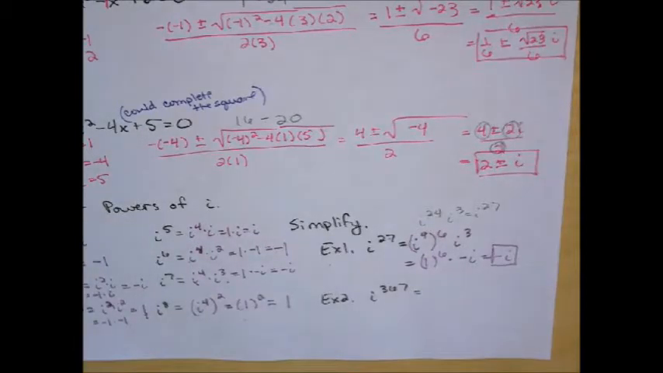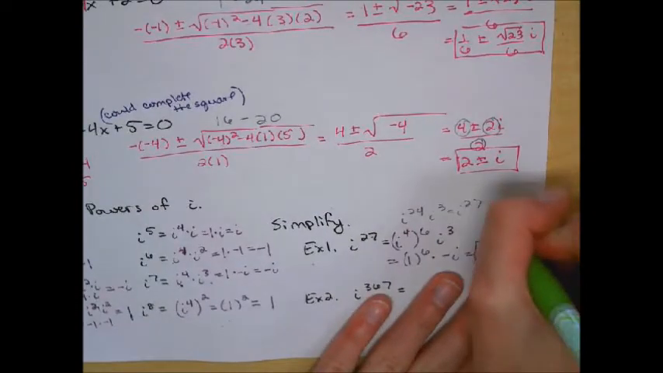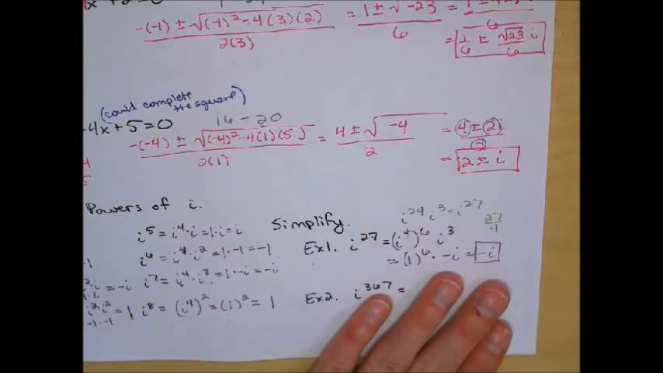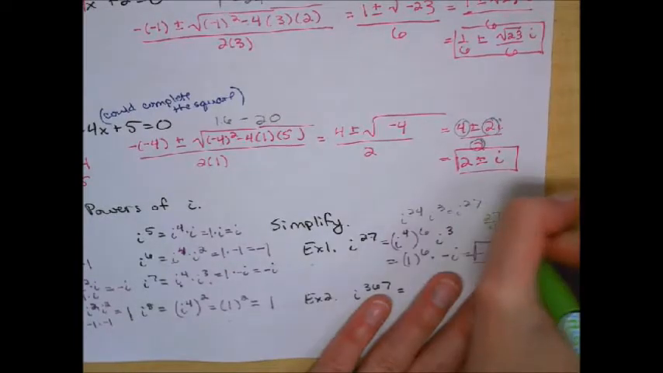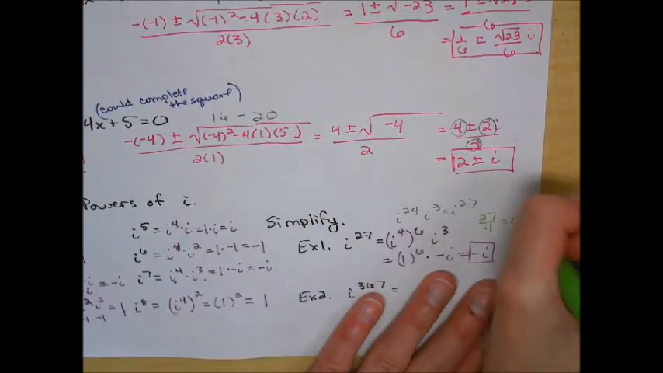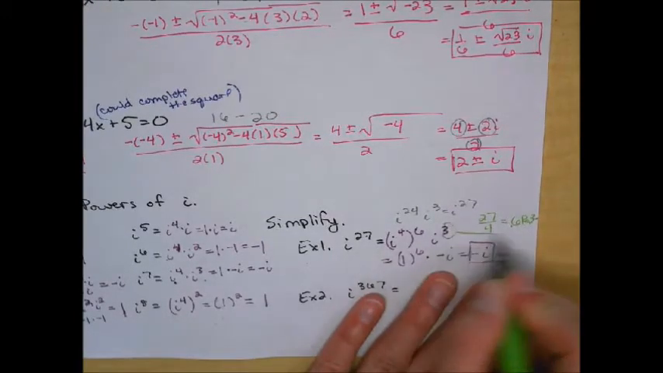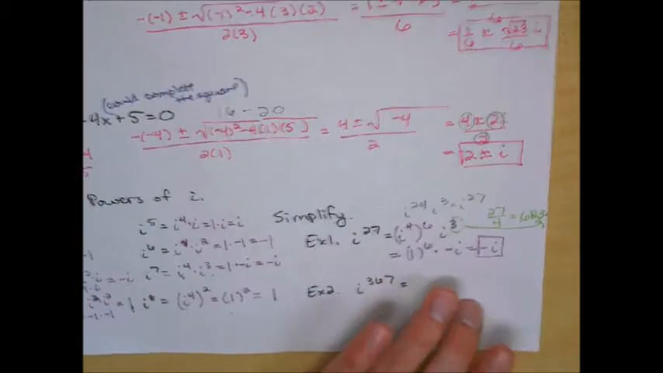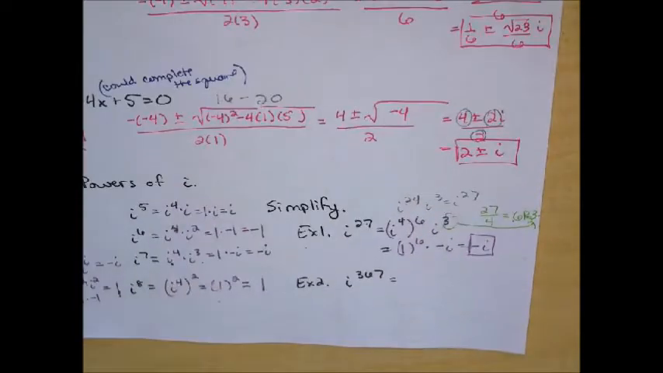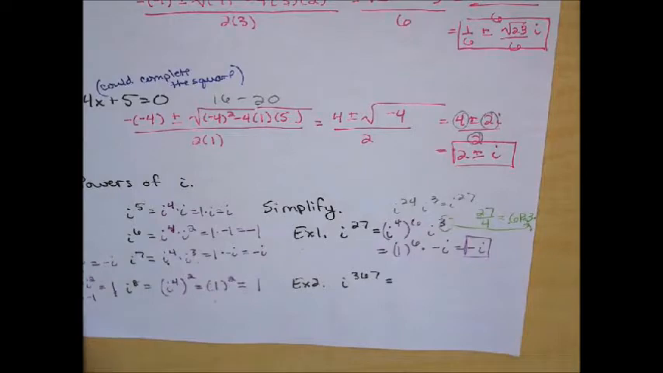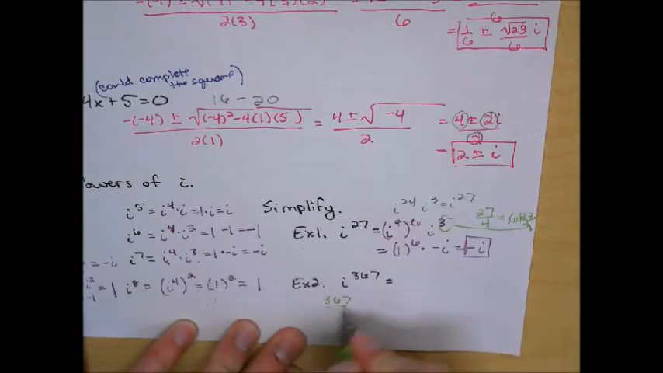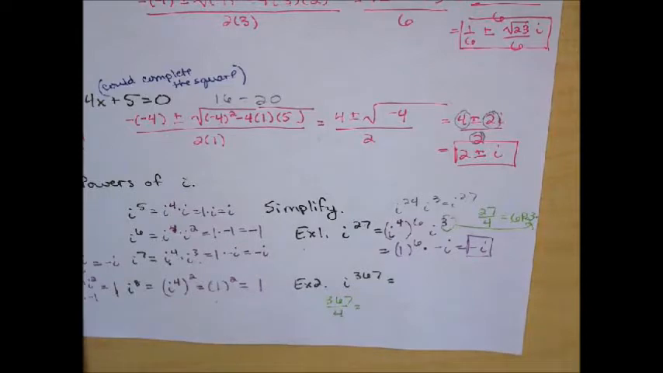Another way you can think about it, 27 divided by 4 is 6, remainder 3. And that's where this 3 comes in. That's the remainder when we divide by 4. Go ahead and try number 2. Let's do it how I did it in green. What is 367 divided by 4?